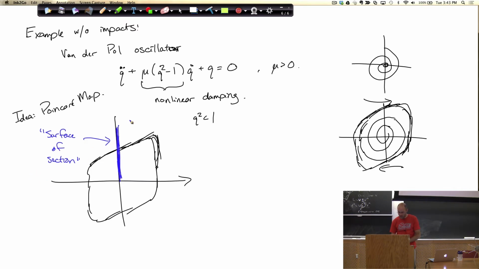For an n-dimensional vector space, it's an n-1 dimensional surface. And it has to be a useful surface. To be well defined as a surface of section, it has to have the property that trajectories flow through the section.